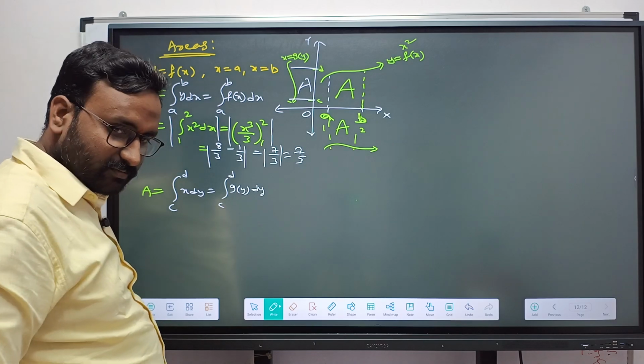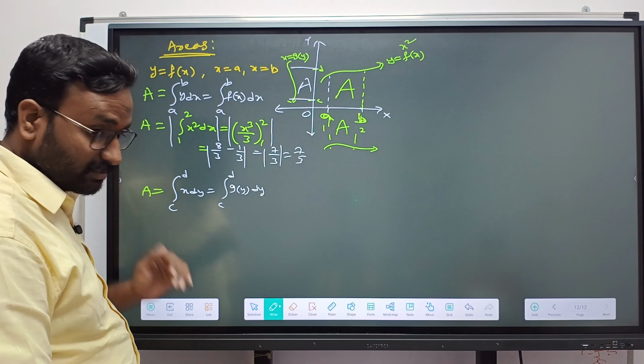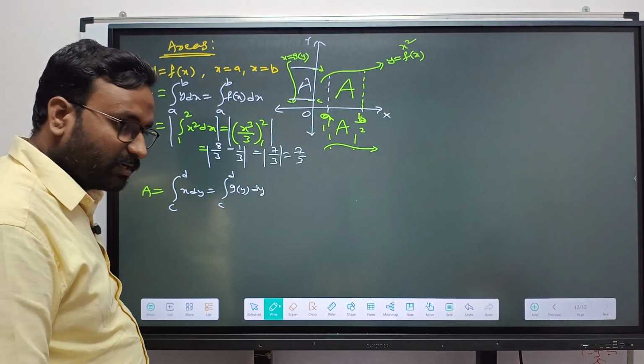Now take some curve g of y, substitute here, limits will be given, and find the area. That is the area of the curve with the x-axis and y-axis. Okay, example.